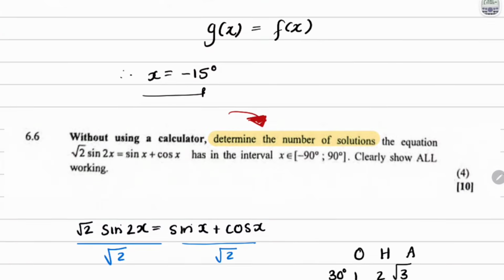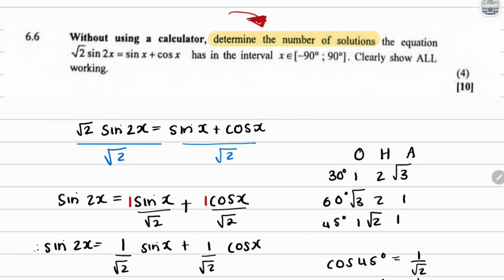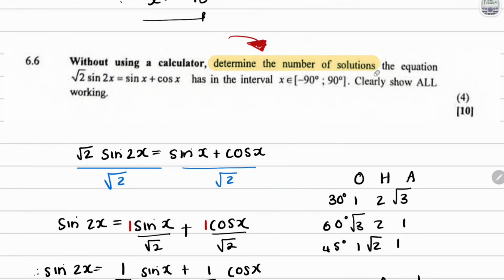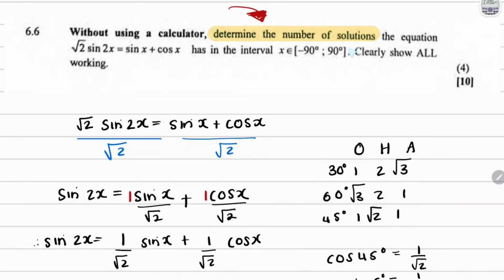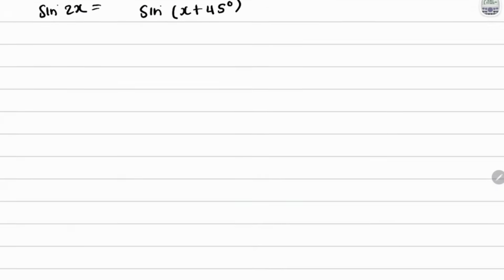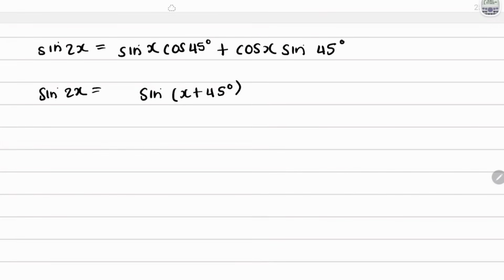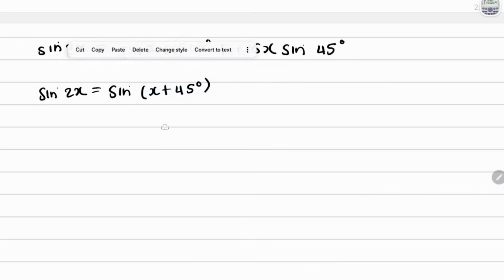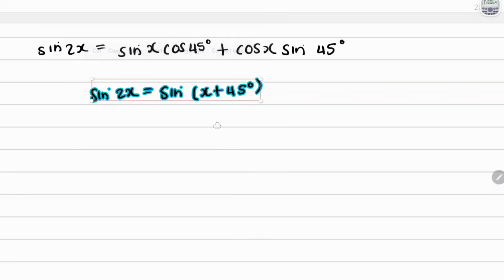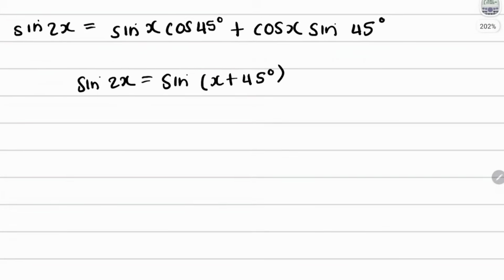Okay, so let's not lose track of what we're trying to do. What we're trying to do is determine the number of solutions. So we just need to solve for x, find out how many solutions we have within this interval, of course. Okay, so this is a general solution. You just have to solve for x in this general solution. Let's go ahead. We have sine on both sides.